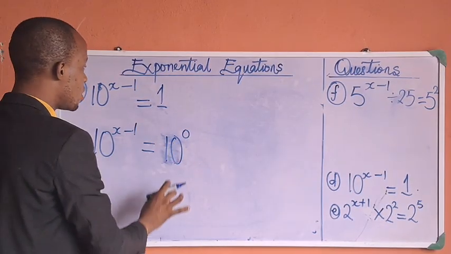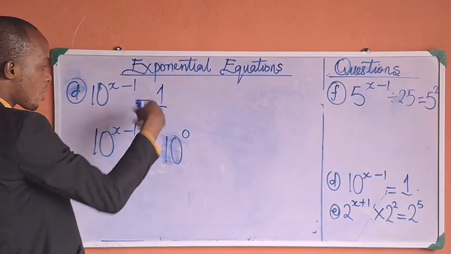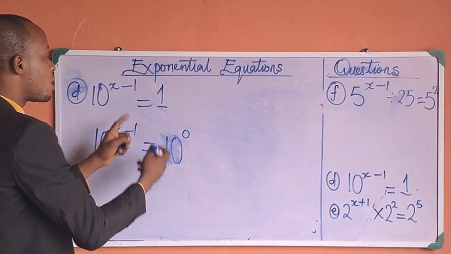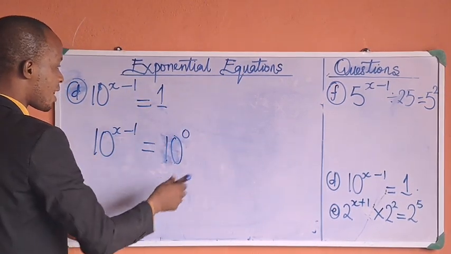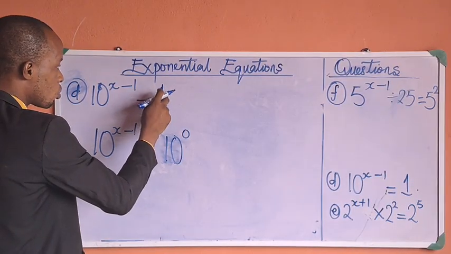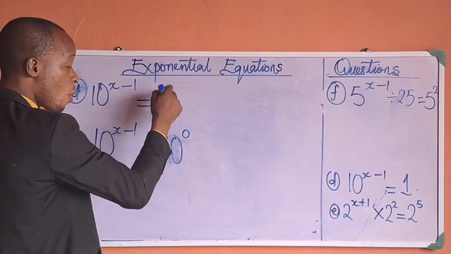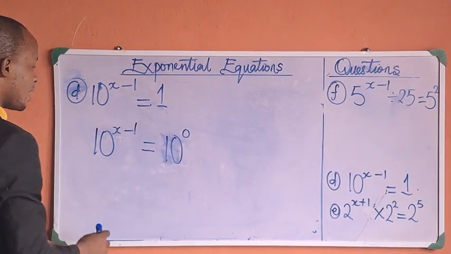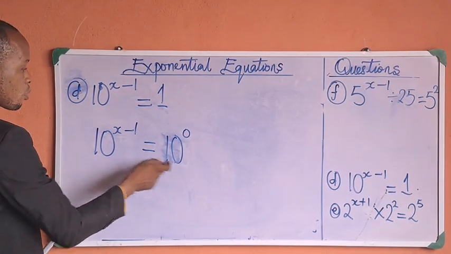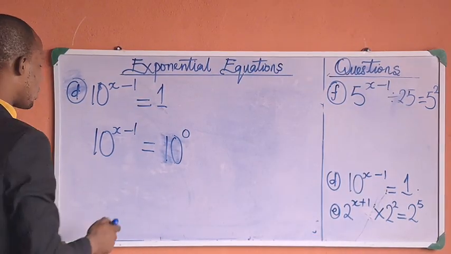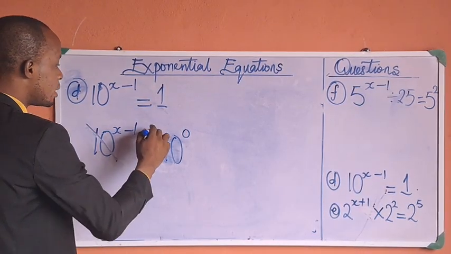So I have just changed this 1 back to 10 to have the same base on both sides. I actually reversed that law, that rule, on this 1 to make it 10 raised to power 0, since 10 raised to power 0 is 1. So in that case, I have made both sides of the equation the same. So the next step is to cancel the bases.